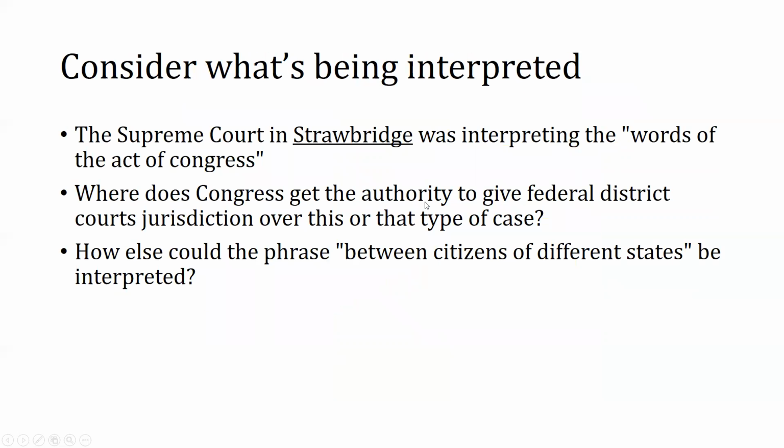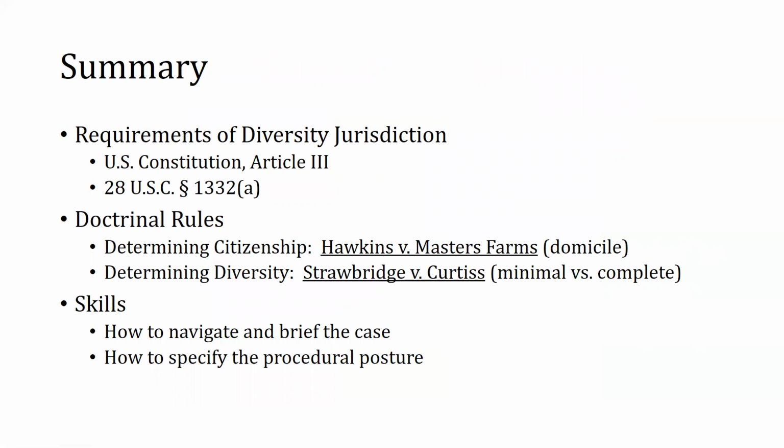Okay, so when we go back to what it is that's being interpreted, it's those two ways of thinking about the phrase between citizens of different states. Okay, so what have we taken away from this set of cases and requirements? Well, the requirements of diversity jurisdiction come from Article 3 and Section 1332(a). To figure out diversity of citizenship, we need to look at Hawkins versus Masters Farms, which gives us the rule of domicile. To figure out diversity, we look at Strawbridge versus Curtis.